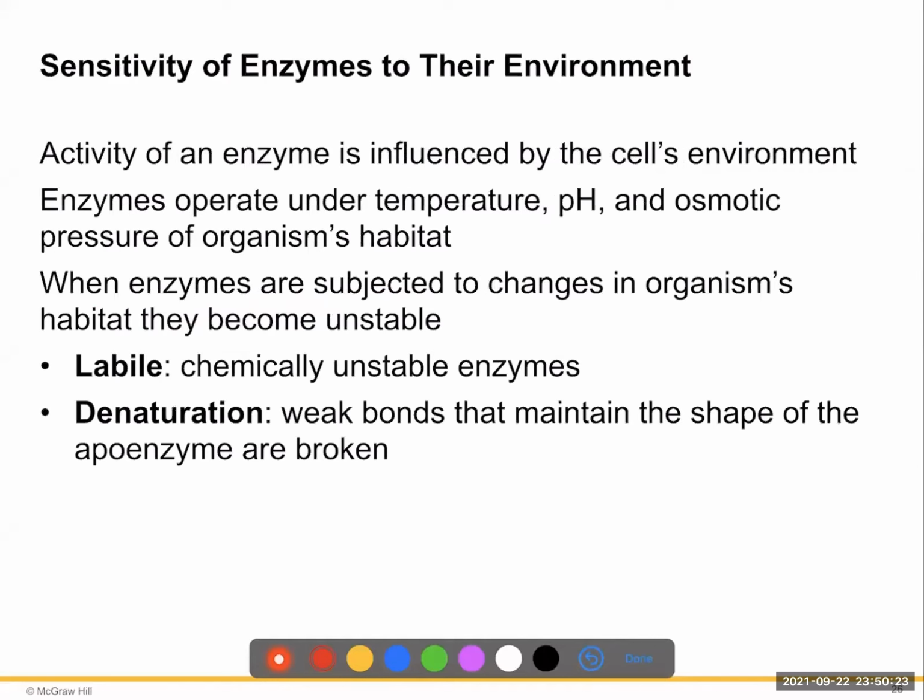Sensitivity of enzymes to their environment. Activity in enzymes is influenced by the cell's environment. Enzymes operate under temperature, pH, osmotic pressure, or the organism's habitat, you know, what's around the organism. When enzymes are subject to change in the organism's habitat, they become unstable. They become labile or they become denatured. Labile means chemically unstable enzymes. Denatured means the weak bonds that maintain the shape of the enzyme are broken down. If you lose the shape, you lose the ability to bind your substrate, and the enzyme becomes non-functional. Usually with heat or change in pH, we get denatured enzymes.